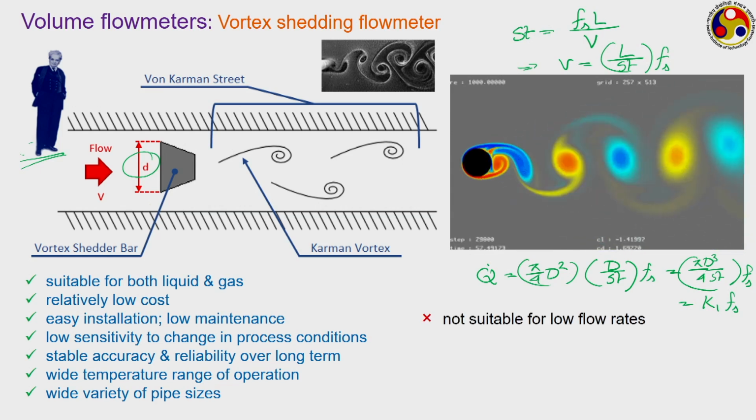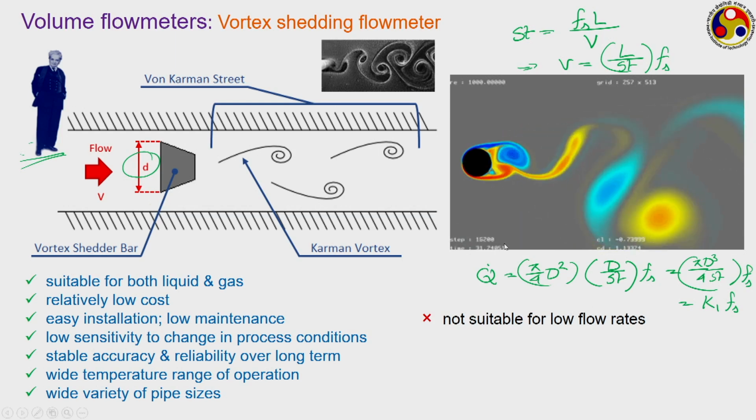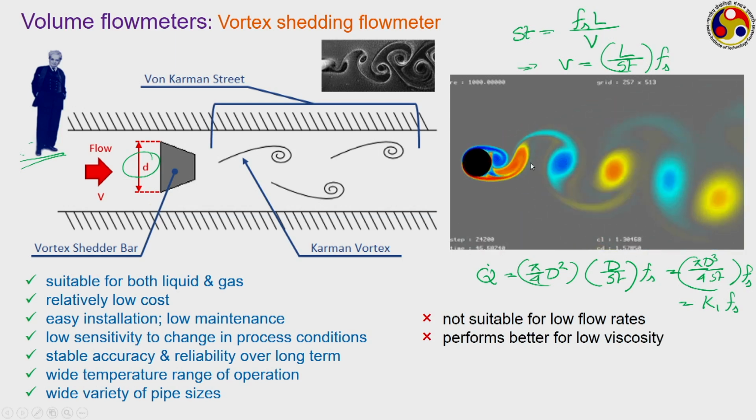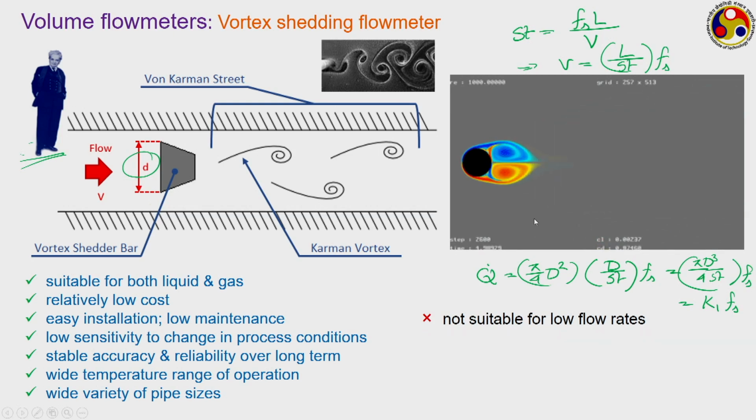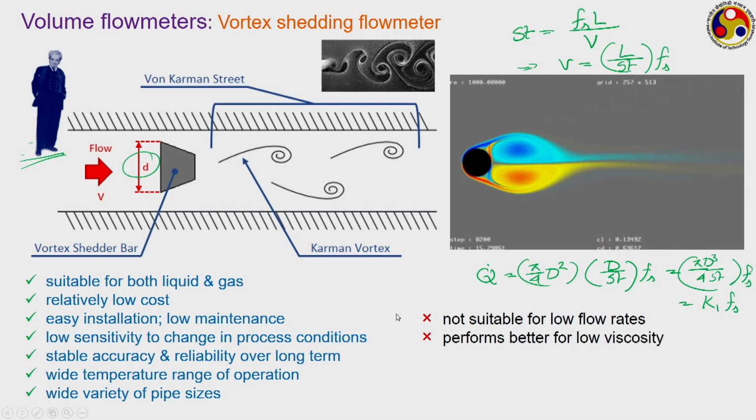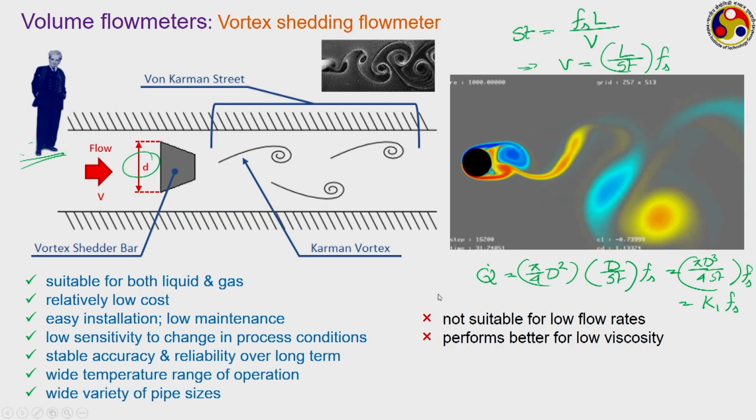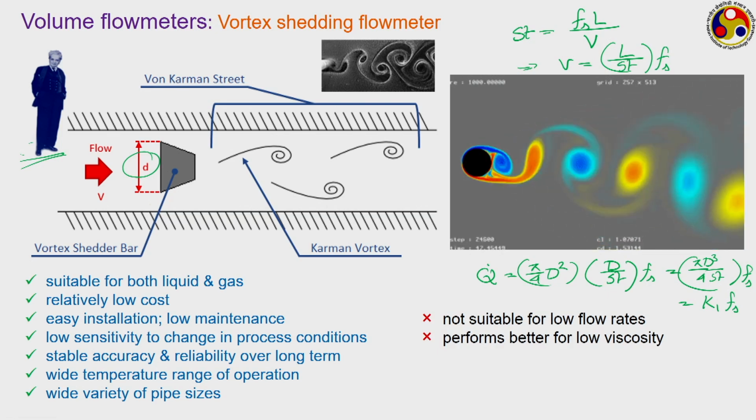As I have mentioned, when the flow rate is low, then you will be getting, like if I go back to this particular situation, up to low Reynolds number, you are getting only a recirculation zone, no vortex. Only at high Reynolds number, when the flow becomes turbulent, you are getting this vortex, and that is why they are not suitable for low velocity measurement, only suitable for reasonably high Reynolds number. Again they perform better for low viscosities, because if viscosity is low, Reynolds number will be high.